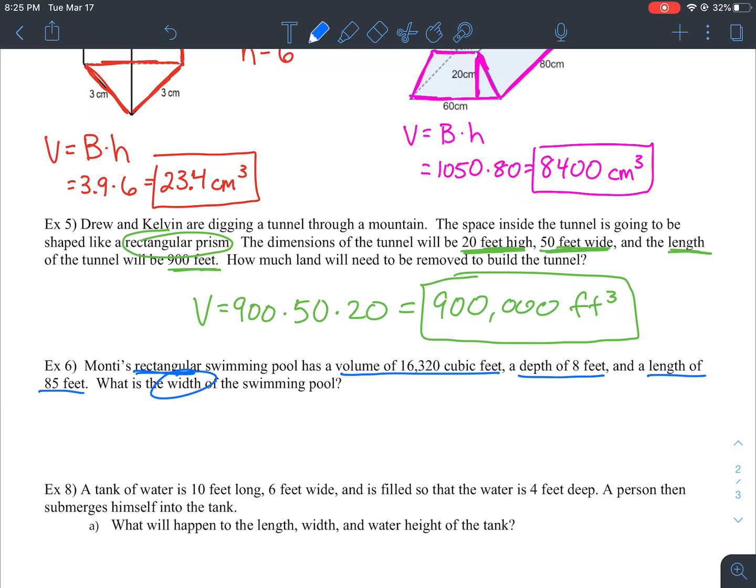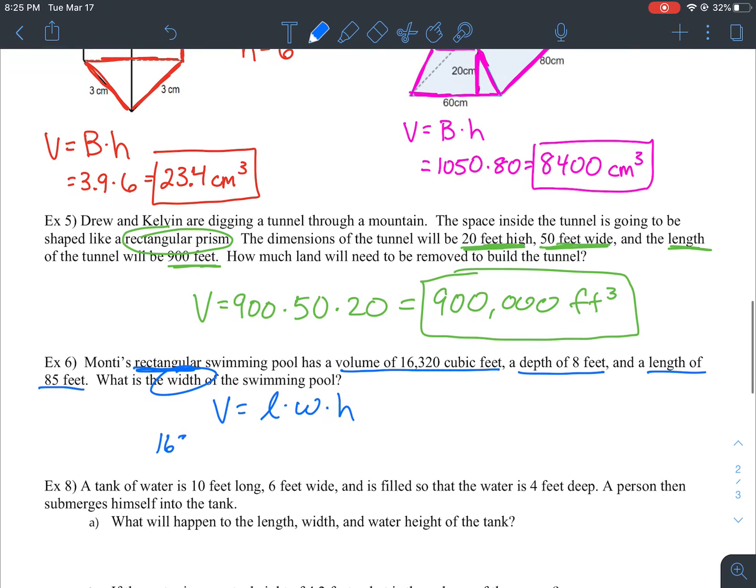What's the width of the pool? So again, given that it's rectangular, we know that the volume is length times width times height. And this is a perfect example of our working backwards problems where we already know the volume and we're trying to figure out one of the dimensions that produce that volume. So the volume is 16,320. So we'll replace V with that.